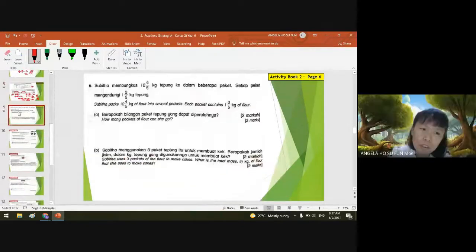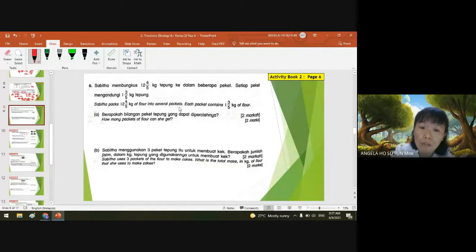Okay, so we continue the last question here. Question number 6. Sabita packs 4 over 5 kilogram of flour into several packets. When you pack into several packets, you already know it is something to do with division. Each packet contains 3 over 5 kg of flour. A, they ask you, how many packets of flour can she get?